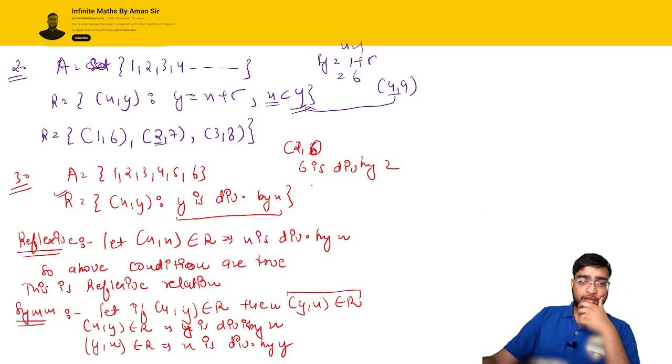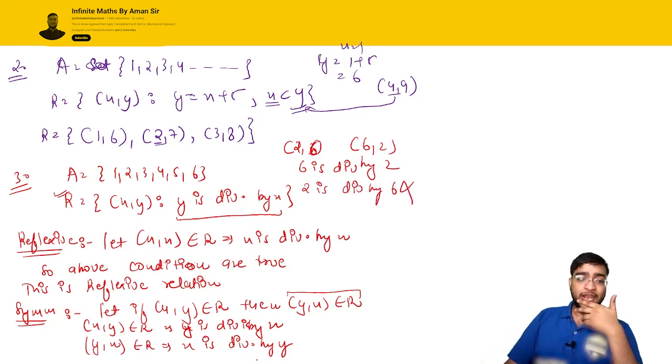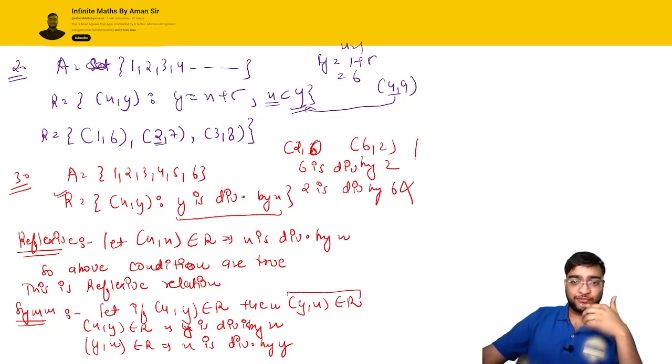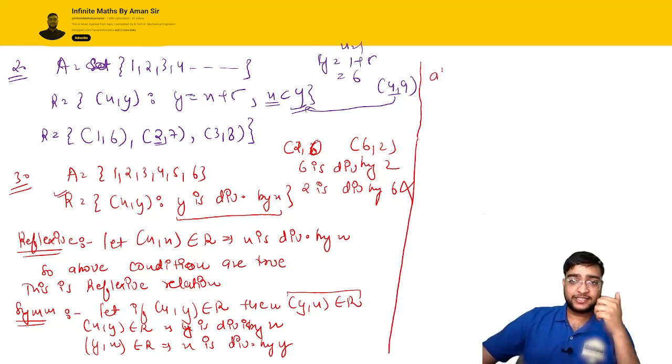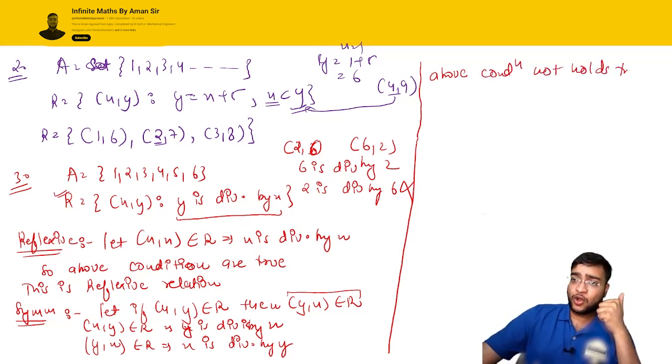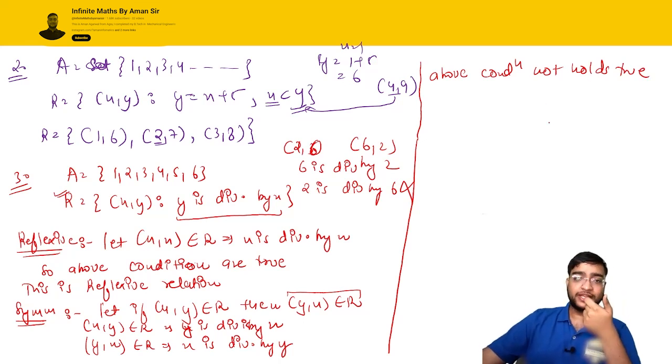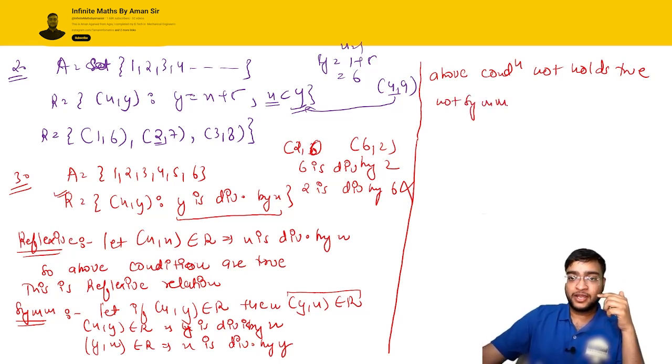Is the reverse true? If I take 6 comma 2, is 2 divisible by 6? No. So for this question, the condition does not hold true, because the reverse is actually not true. So I can say this is not symmetric.